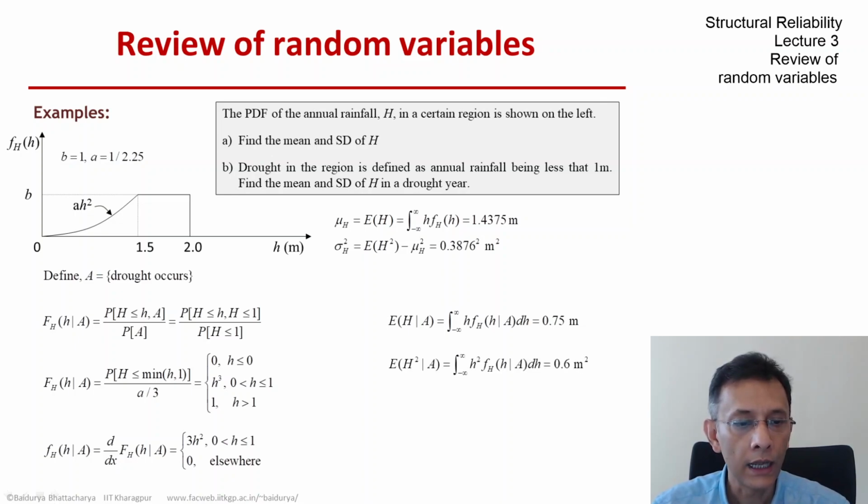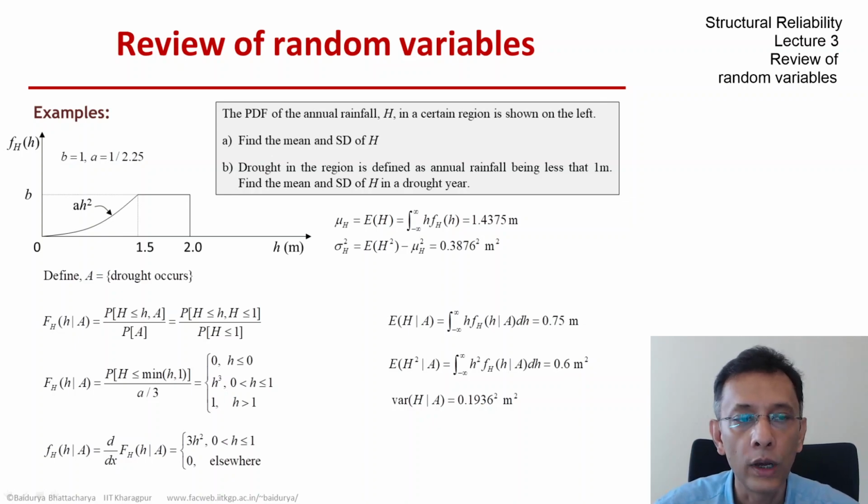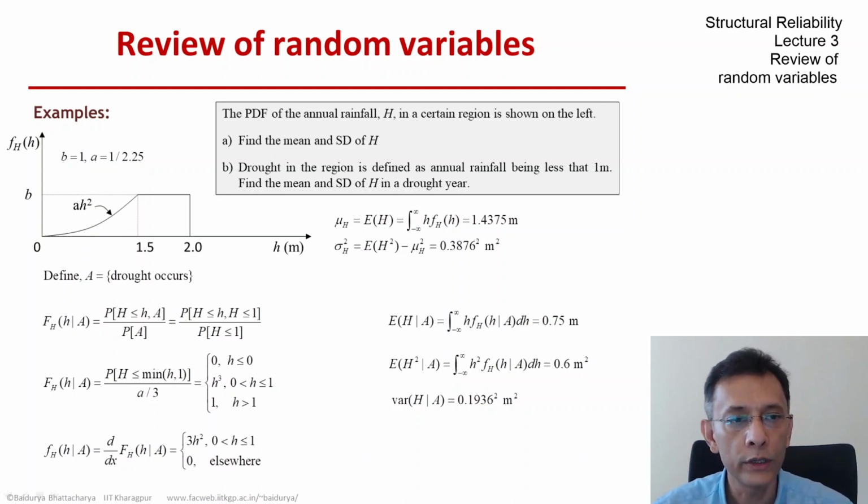If you now find the conditional expectation of H squared, you get 0.6, and if you subtract the mean squared from that, you get a standard deviation of 0.1936, which is also less than what it was at 0.38 in the unconditional case. So that would be another example looking at the effect of conditioning events on densities and expectations of random variables.